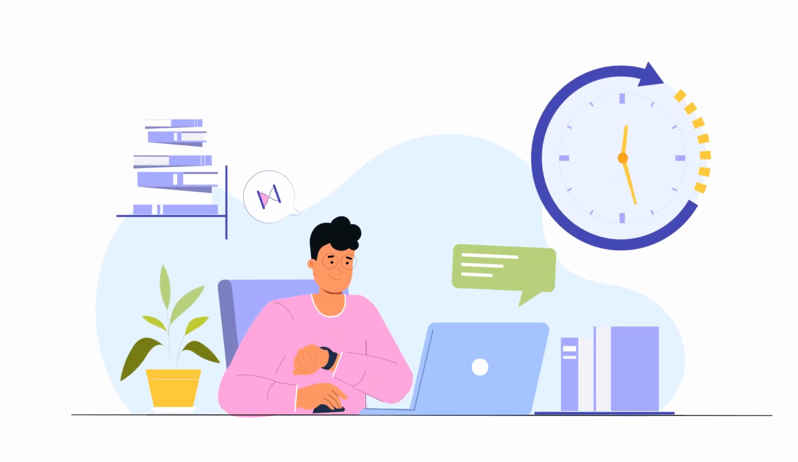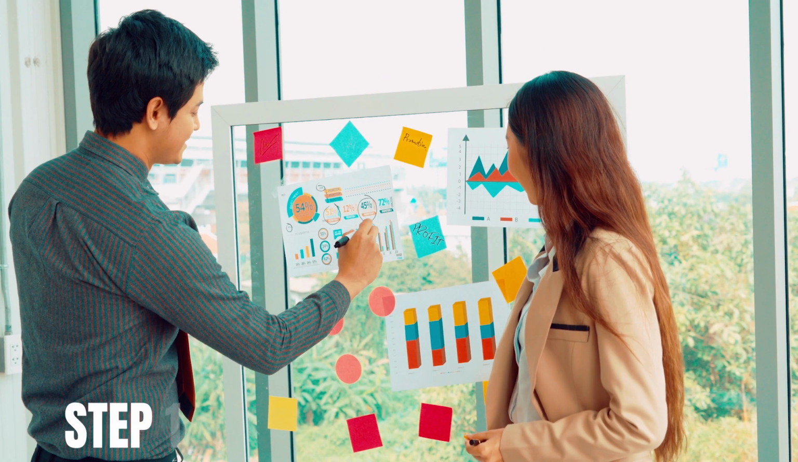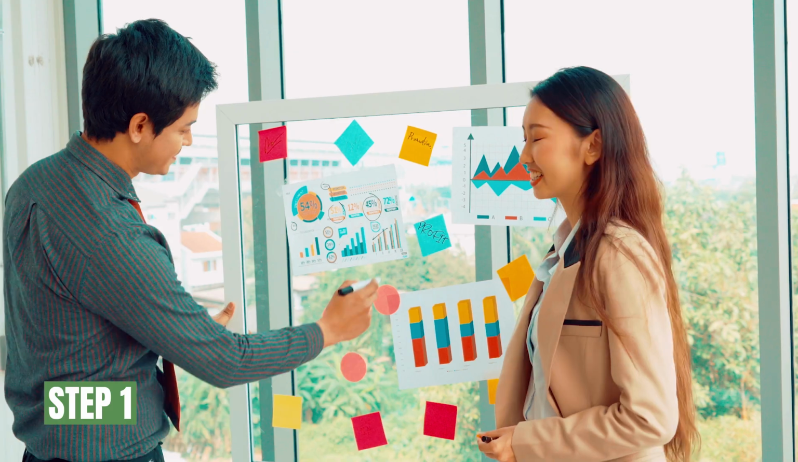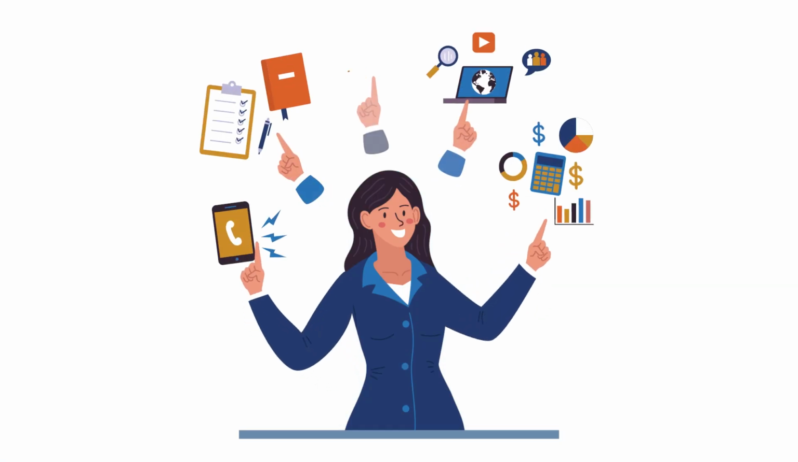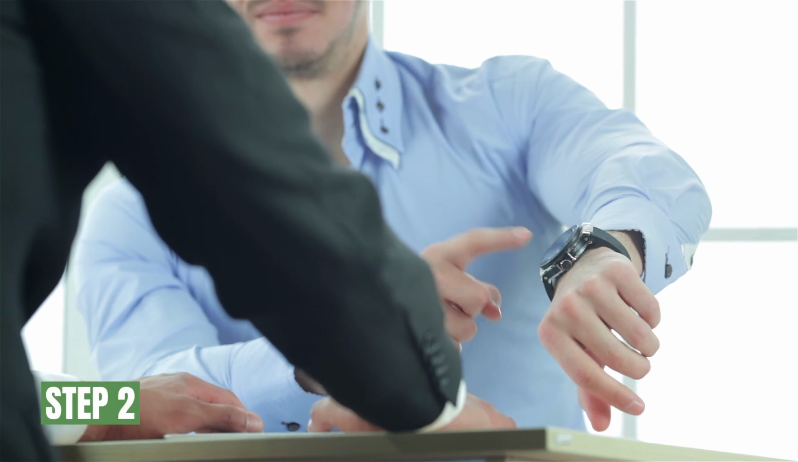How to start time blocking? Getting started with time blocking is simple. Step 1. Begin by identifying the most important tasks you need to complete. These should be your priorities for the day or week. Step 2. Estimate how long each task will take. Be honest with yourself and leave enough time for each task.